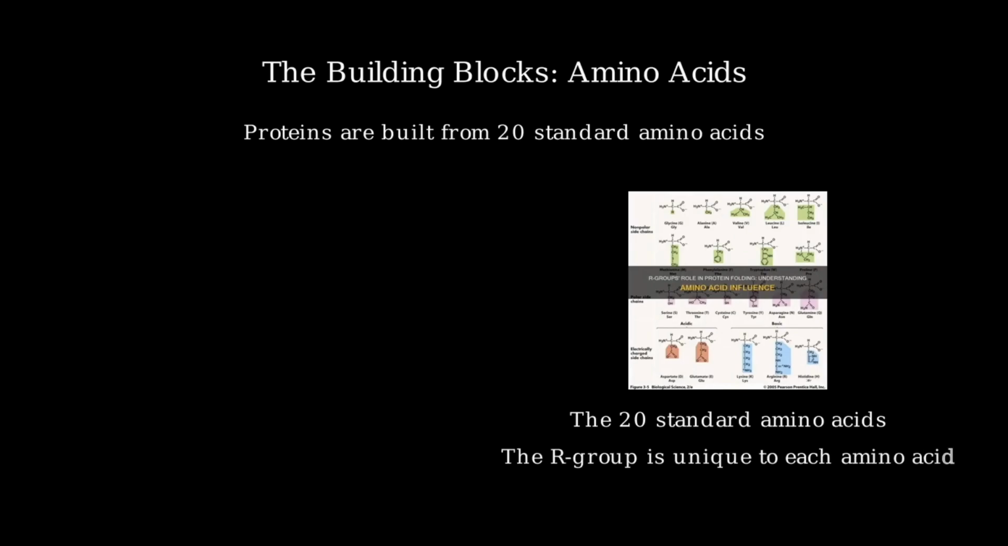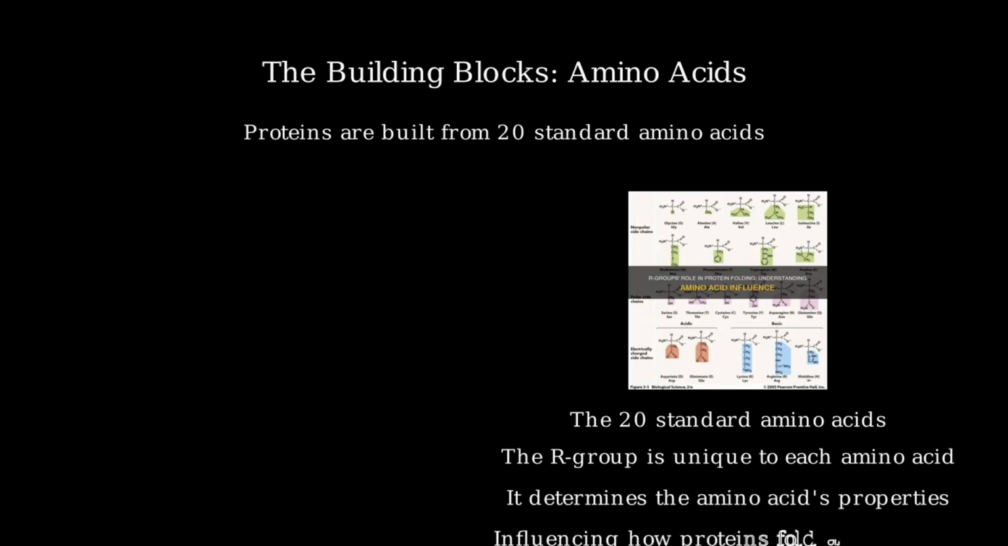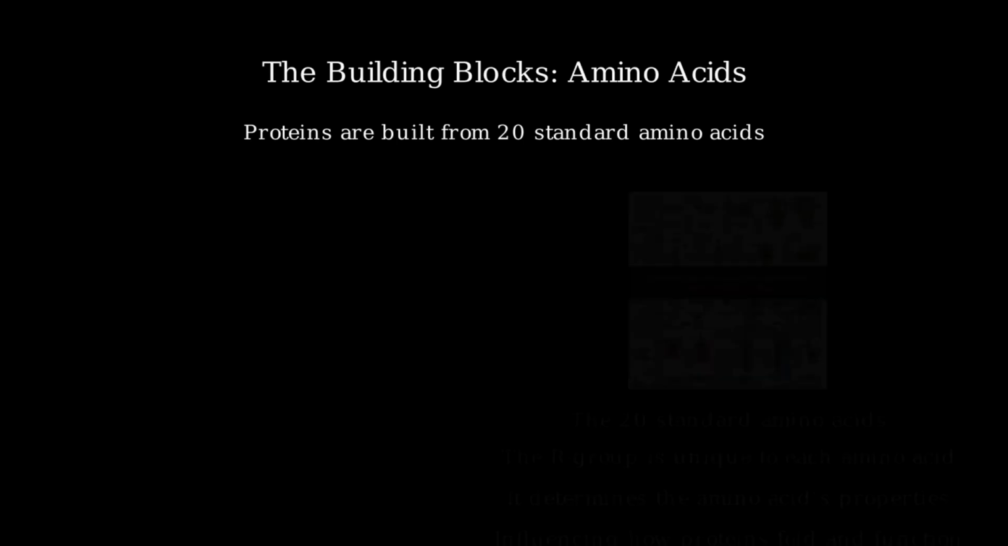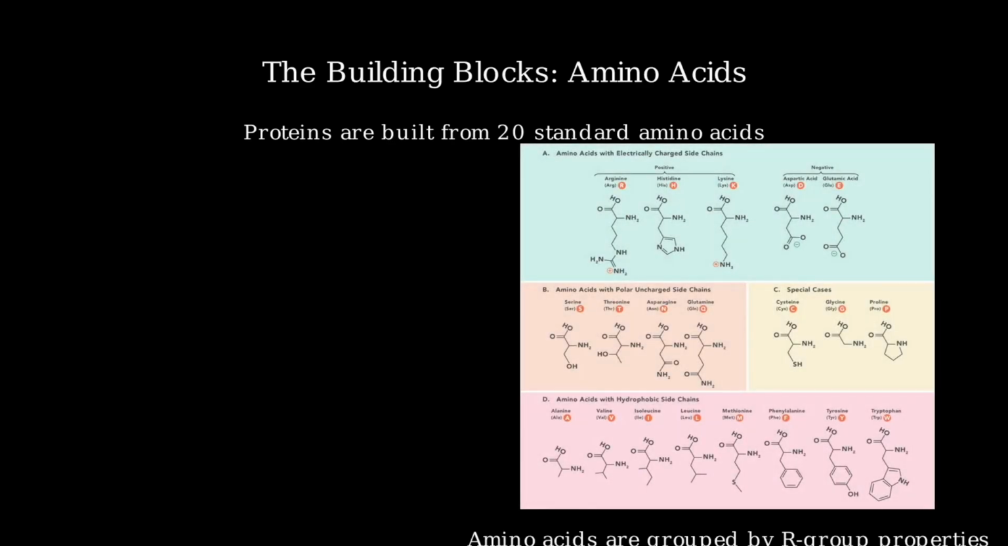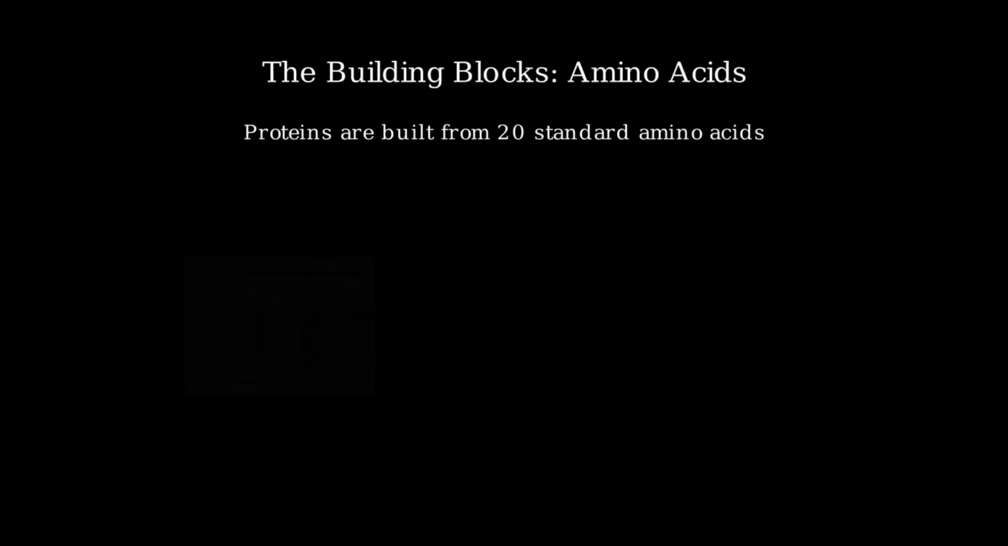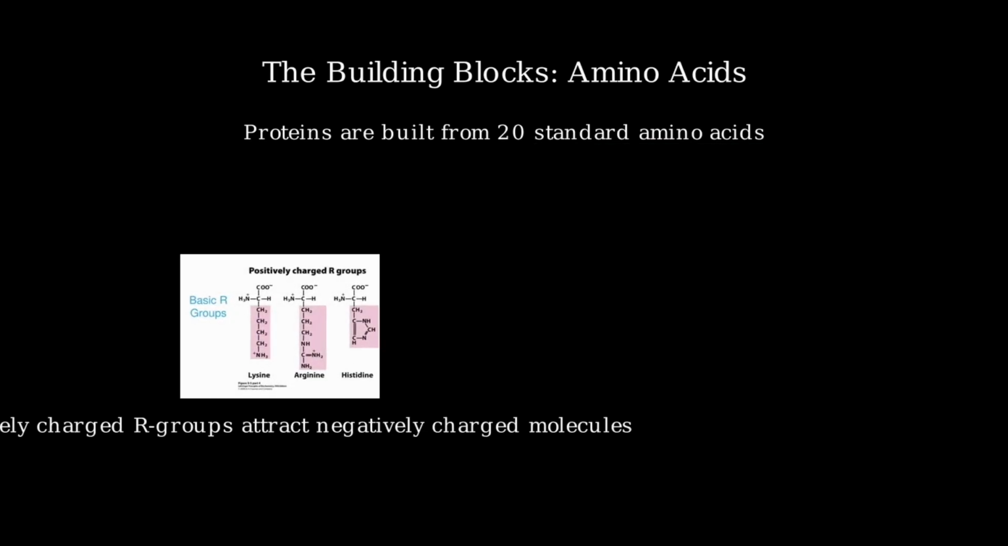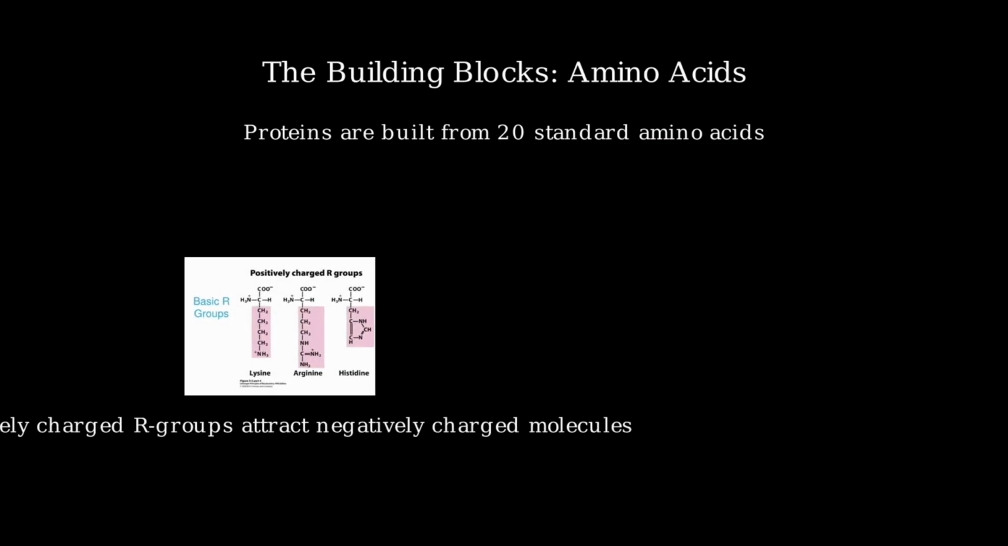What makes each amino acid unique is its R group, the side chain that varies in size, shape, and chemical properties. The R group determines how the amino acid behaves, affecting protein folding and interactions with other molecules. Amino acids are categorized by their R group properties: hydrophobic, polar, acidic, or basic. For example, some R groups carry positive charges, allowing proteins to interact with negatively charged molecules.